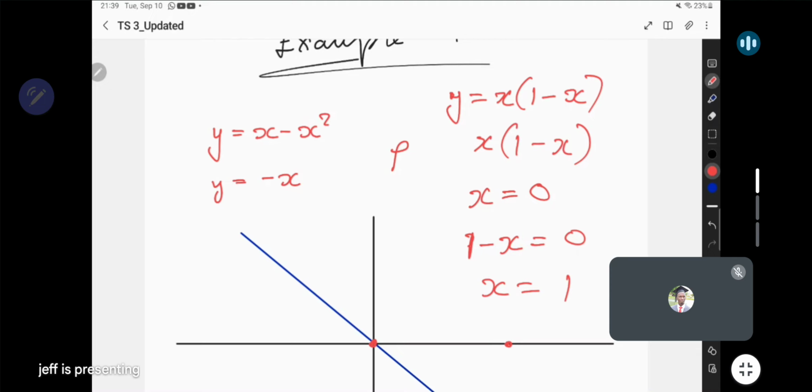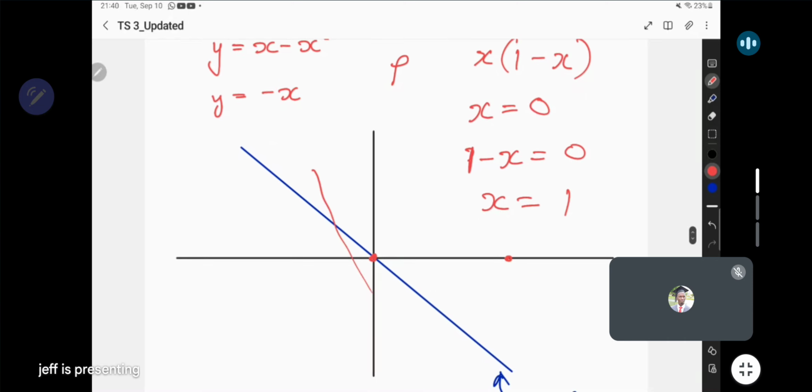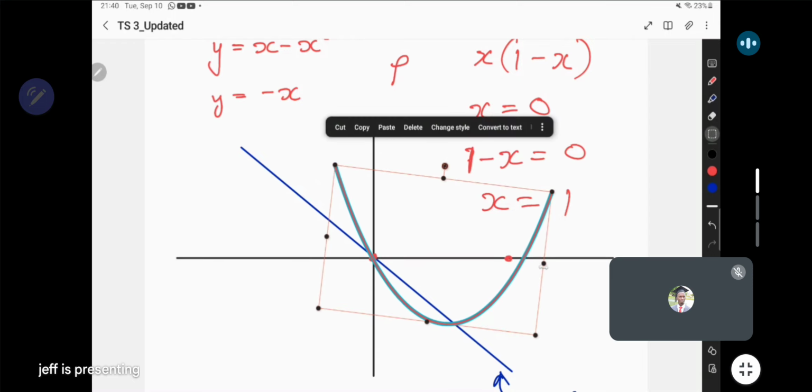So now that I know where it cuts the x-axis, the next thing I need to understand is where is it turning? It's quadratic, so I know it's either like this, but of course just at 0 and at 1. So like that, a bit like that.